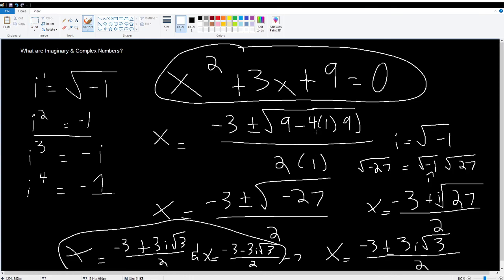All right, that's it for today. This is just a brief overview of imaginary and complex numbers with a few examples.